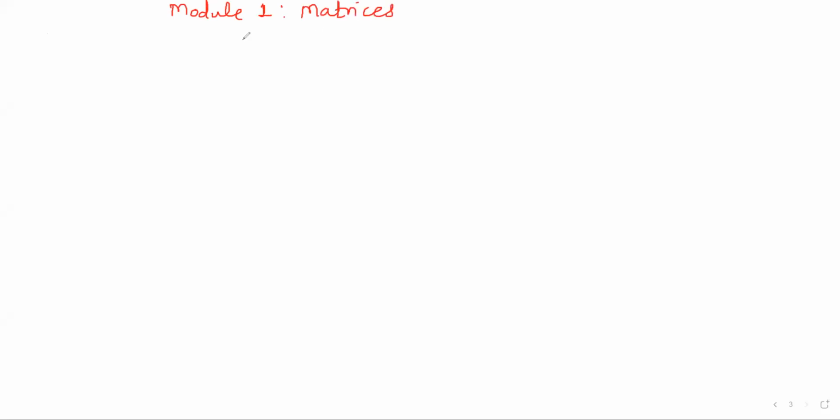Now, what do you mean by matrix? This is the first question. You have already studied matrix in your early standard, right? What do you mean by matrices? Do you remember anything? Matrix is an arrangement of numbers, right? In simple language, matrix is an arrangement of numbers.